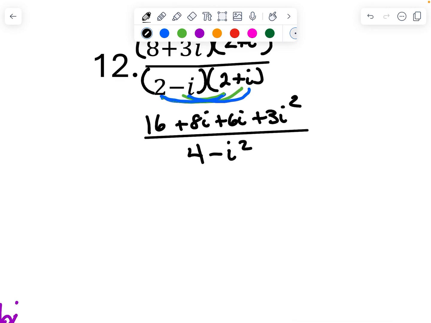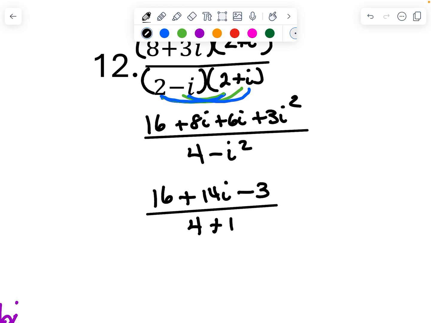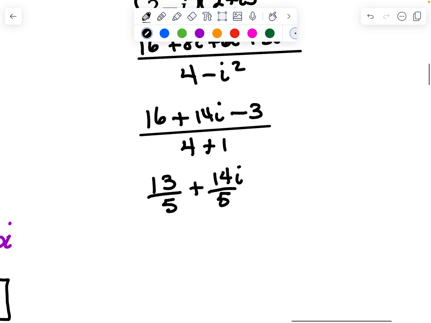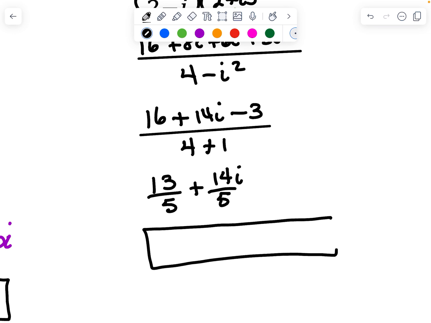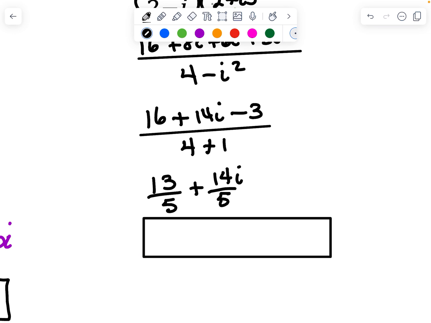Then I'm going to combine my numbers and take care of my i squareds. So I have 16 plus 8i and 6i is 14i. And positive 3i squared is really negative 3. And then 4 minus i squared is really a plus 1. So what I really have is 13/5 plus 14/5 i. And when I put it in Canvas, what I'm going to type into Canvas is 13/5 plus 14i/5.